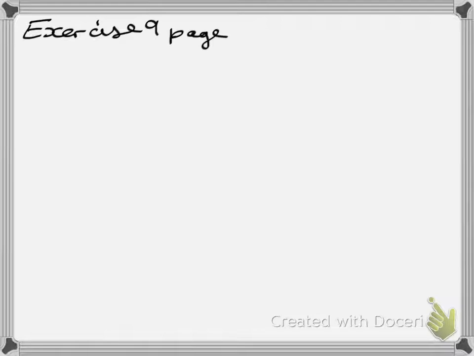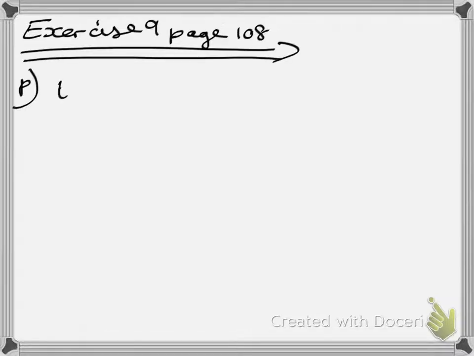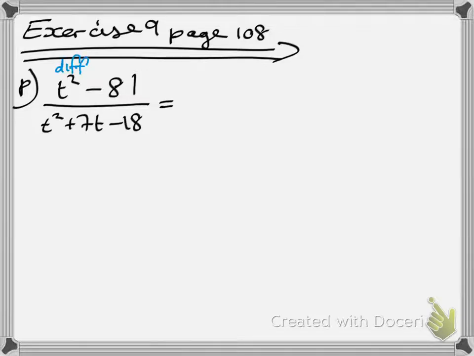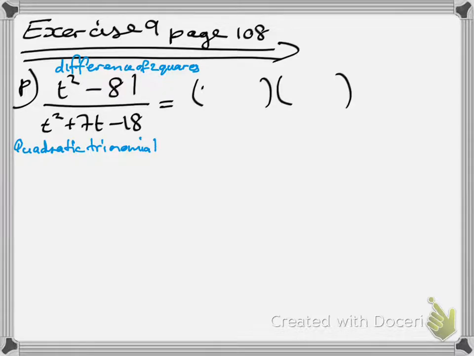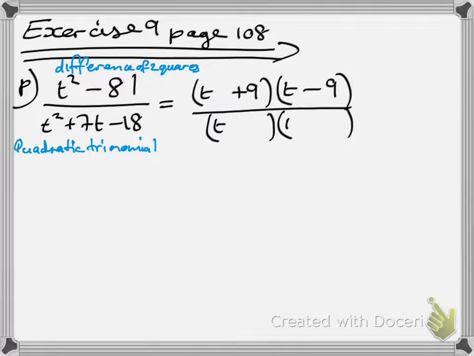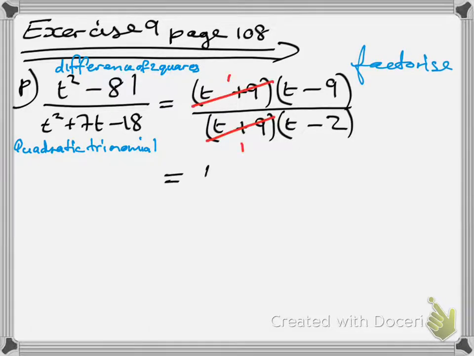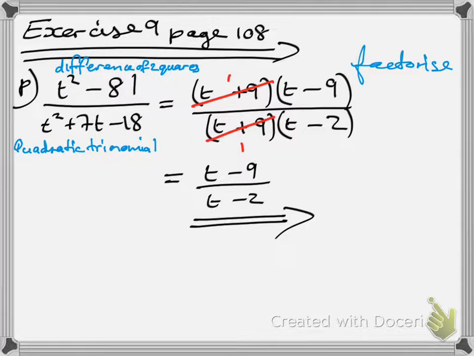I've gone to exercise 9 on page 108, and I've answered question P. So P, we've got a difference of 2 squares at the top, and a quadratic trinomial at the bottom. So first we factorize the difference of 2 squares. Remember, we did this last week. And then you factorize the quadratic trinomial again. We did that last week. And then you cross multiply. There we go. That is your final answer.